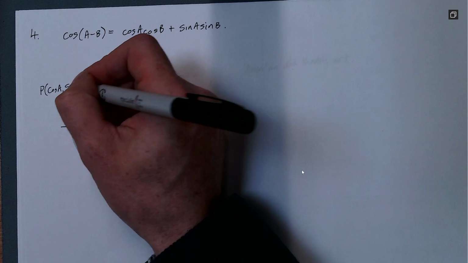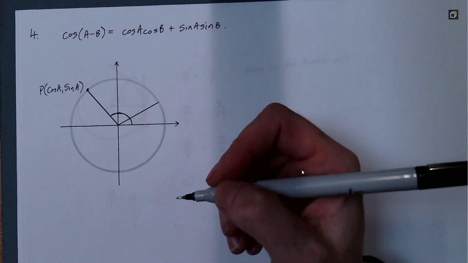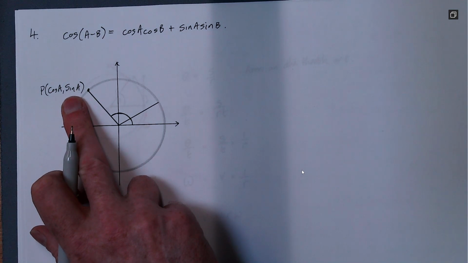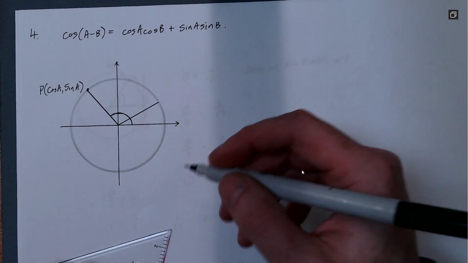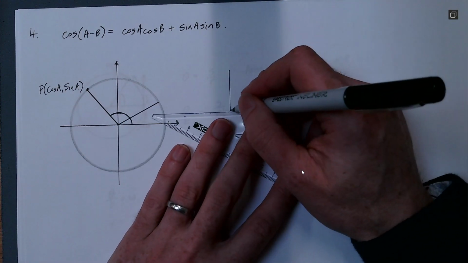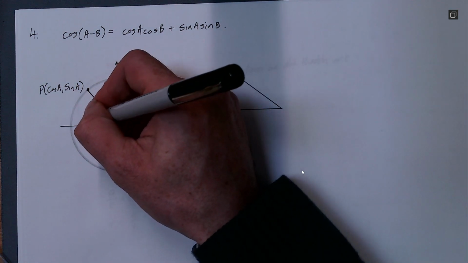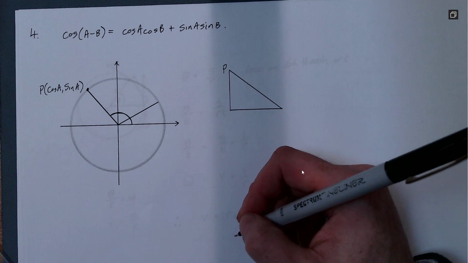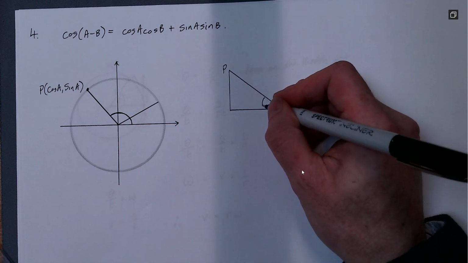Because we need the coordinates, cos A and sin A. In the triangle with a 90 degree angle, we get the opposite side and the adjacent side, and so the coordinates of P are cos A and sin A.